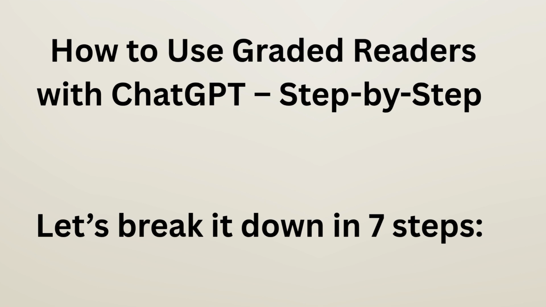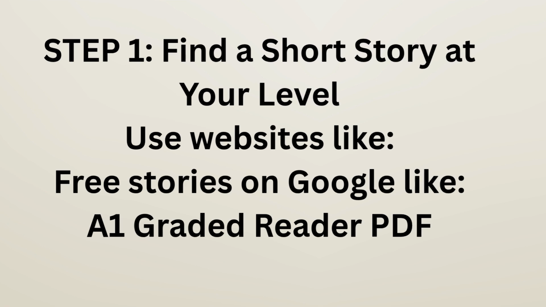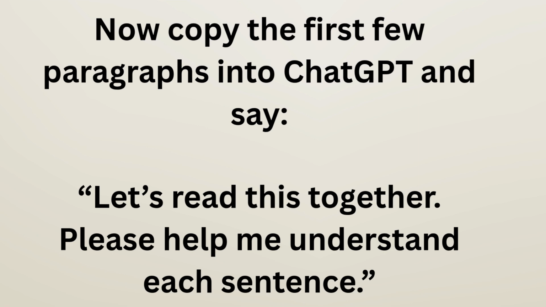How to use graded readers with ChatGPT, step by step. Let's break it down in 7 steps. Step 1. Find a short story at your level. Use websites like free stories on Google, like A1 graded reader PDF. Now copy the first few paragraphs into ChatGPT and say, let's read this together. Please help me understand each sentence.